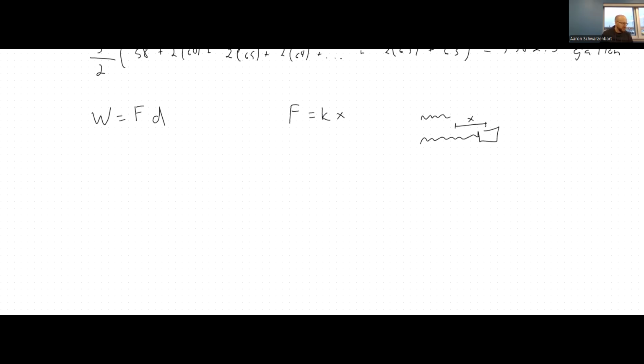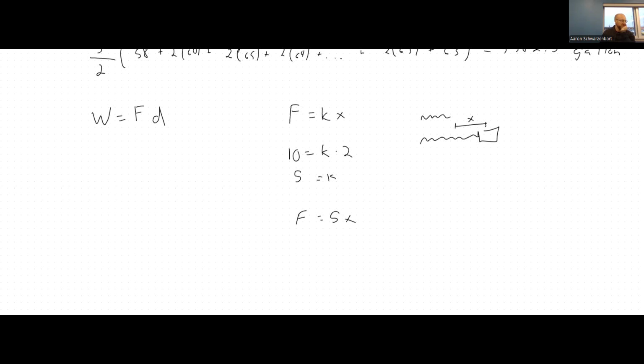So, it takes 10 newtons of force to stretch a spring 2 meters beyond its natural length. How much work is done in stretching it 4 meters? So first thing I need to do is get this K. It takes 10 newtons to stretch it 2 meters. That means K is 5, correct? That's nice. So my force function is 5x.